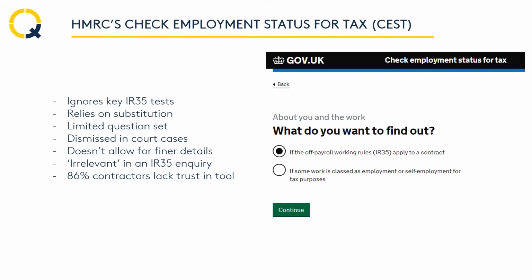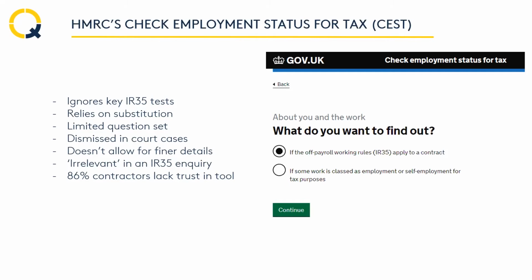Essentially, HMRC's CEST tool, whilst it has been improved, and I use that in the loosest sense of the word, still falls well short of what you would want and need to establish one's status. I mean, it ignores IR35 key tests, as I touched on with mutuality of obligation. It relies heavily on substitution. It's a very limited question set. In a lot of court cases, a lot of tribunal cases, it doesn't even get used.